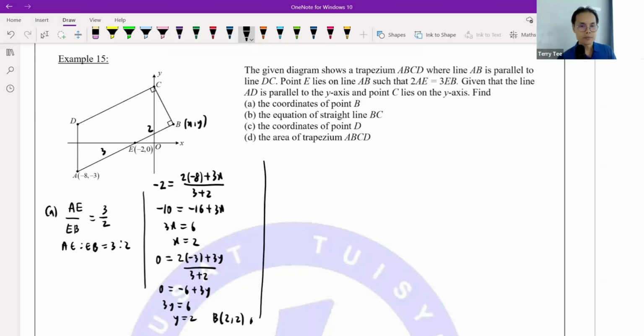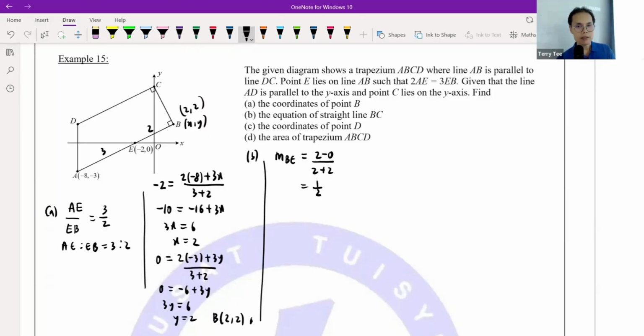B is 2, 2. Part B, find equation of straight line BC. To find equation of straight line BC, we can see BC is perpendicular. And I know coordinate of point B already. B is 2, 2. So you can find gradient, up to you. You can find gradient AB, you can find gradient BE, doesn't matter. It seems that BE is easier. 2 minus 0, 2 minus minus 2, answer 2 over 4, 1 over 2.